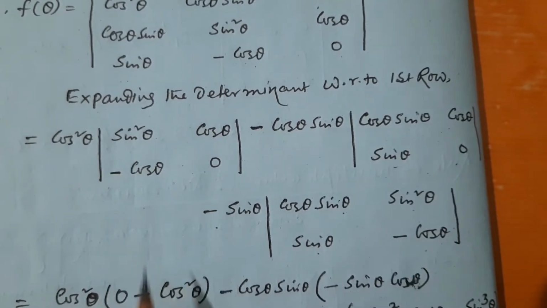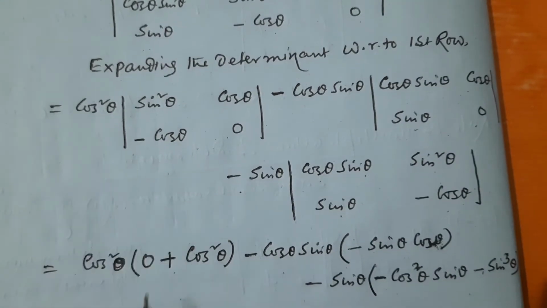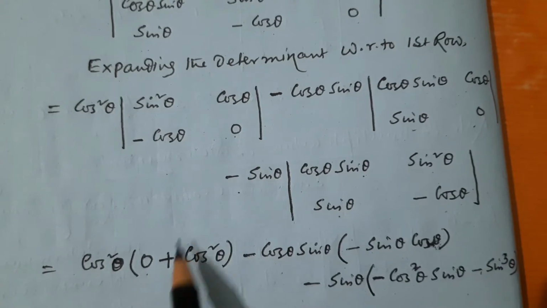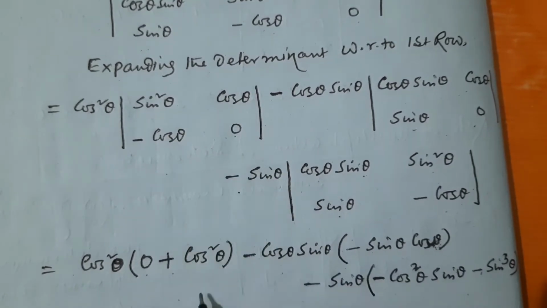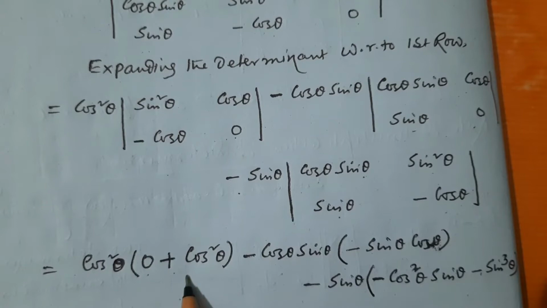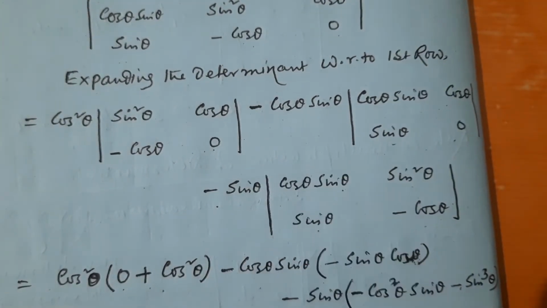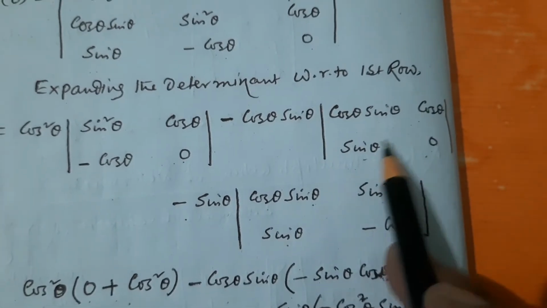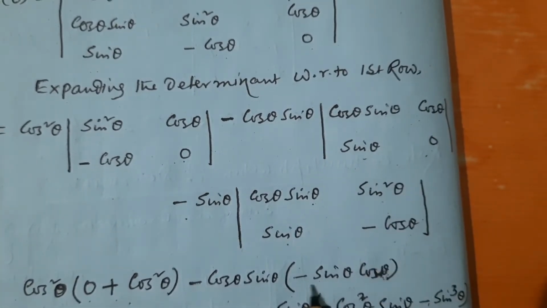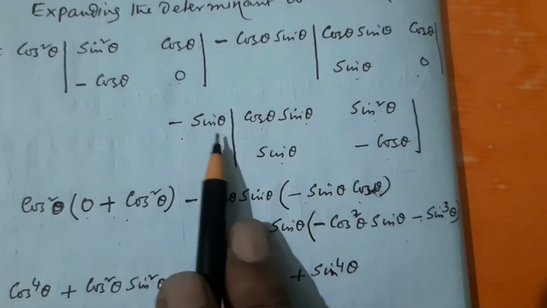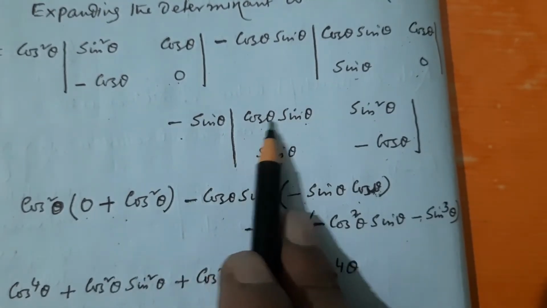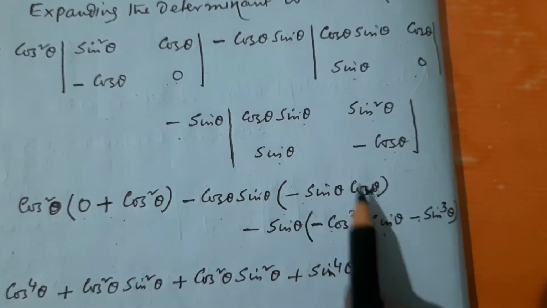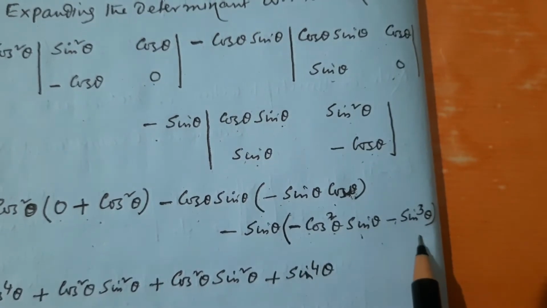We can easily expand and simplify it: cos square theta into sin square theta into 1, that is 0, minus of minus cos square theta, that can be plus cos square theta, minus cos theta sin theta into cos theta sin theta into 0, minus sin theta cos theta, minus sin theta into cos theta sin theta minus cos theta, can be written as minus cos square theta sin theta minus sin cube theta.